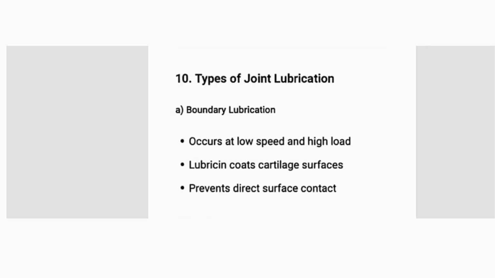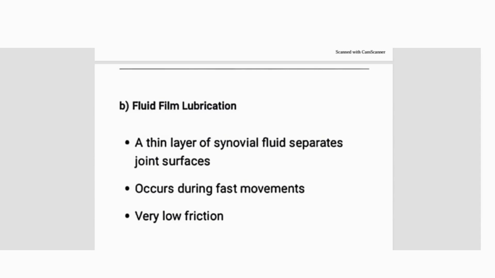There are types of joint lubrication, like boundary lubrication. It occurs at low speed and high load. Lubricants coat the cartilage surface and prevent direct surface contact. There is also fluid film lubrication, where a thin layer of synovial fluid separates the joint surfaces. It occurs during fast movement and gives very low friction.